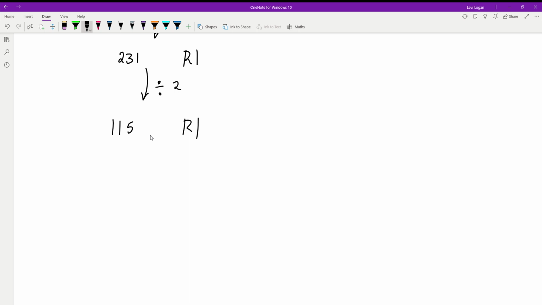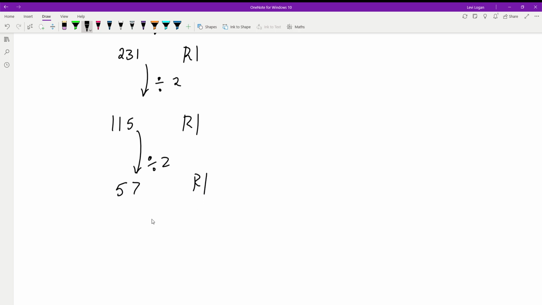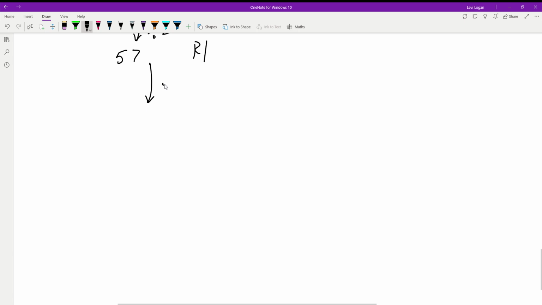115 divided by 2. It's going to give you 57.5. So what you're going to write is 57 remainder 1. Then go 57 divided by 2. Gives you 28.5. So what you're going to write is 28 remainder 1. Then 28 divided by 2 gives you 14. Remainder 0. Then you go 14 divided by 2 gives you 7. Remainder 0.